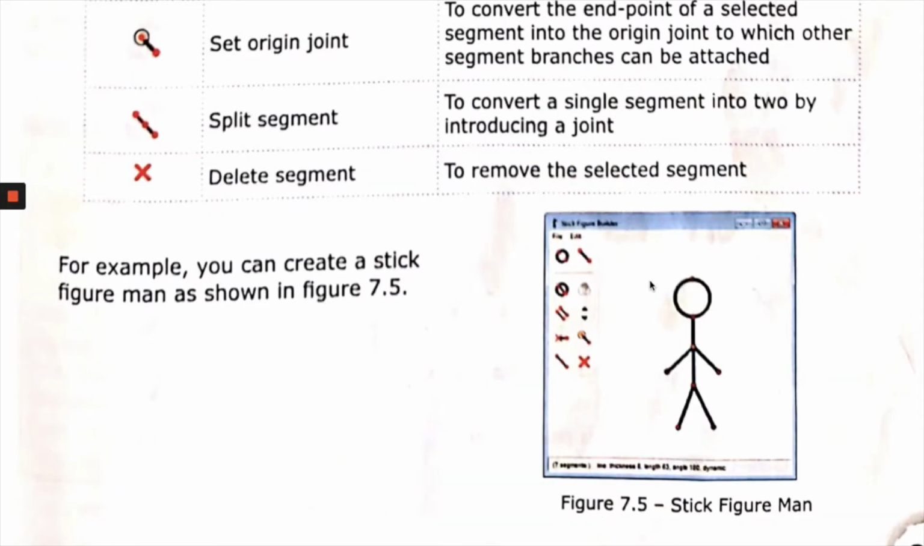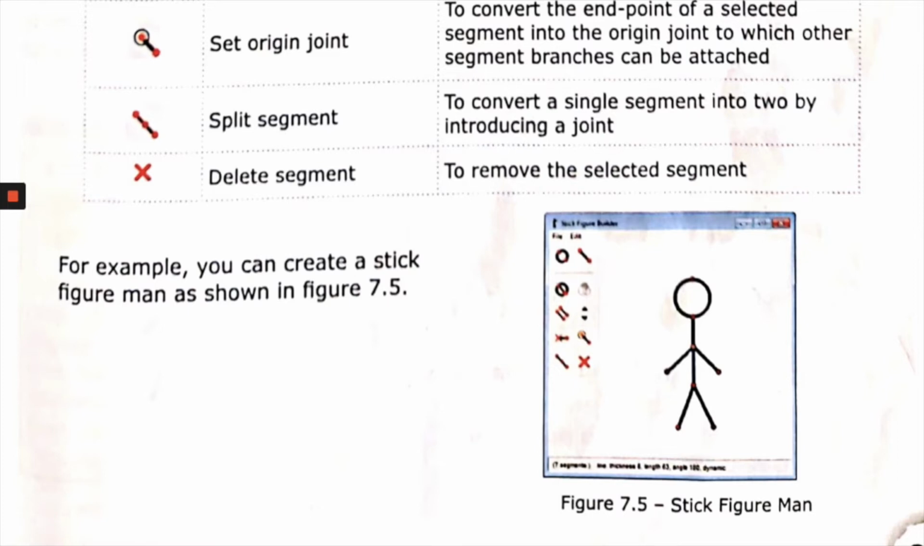Next is set origin joint, to convert the endpoint of a selected segment into the origin joint to which other segment branches are attached. This is used to attach branches into your figure. Split segment, to convert a single segment into two by introducing a joint. If you want to split a given segment into two, you have to introduce a joint in between. For that option, we use the split segment.